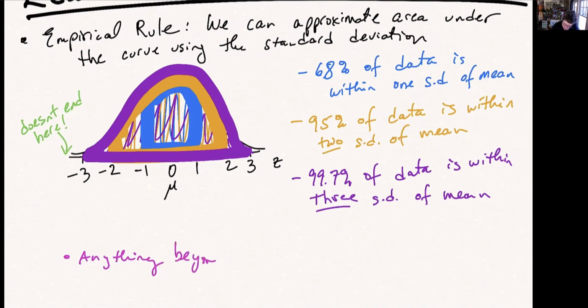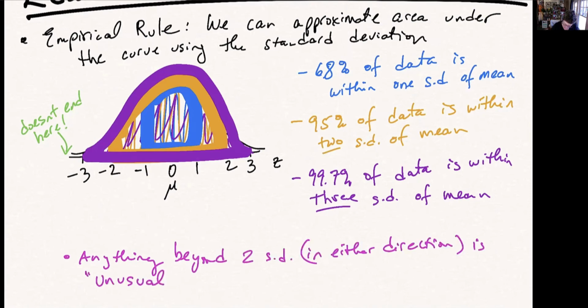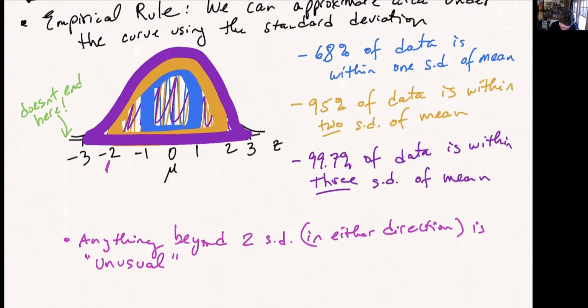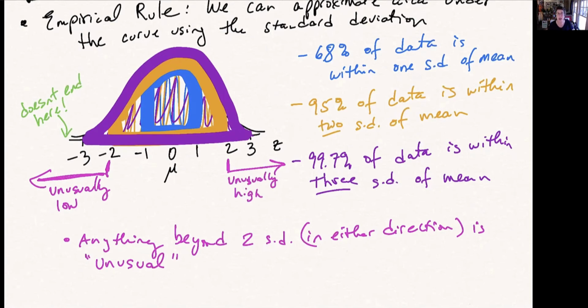And that's beyond 2 standard deviations in any direction. Okay, so unusual is a technical statistics term. So anything from here down is unusual, and anything from here up is unusual. So this is unusually low, or unusually cold, or unusually small, and this is unusually high, or unusually heavy, unusually hot, if you're talking about weather.